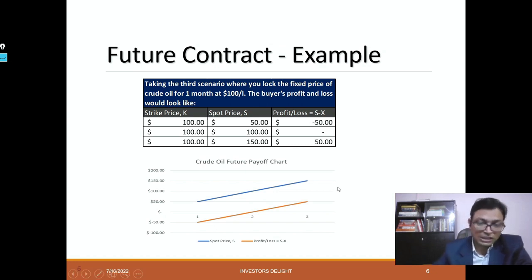And the same thing you can see in the graph, like two parallel lines. Depending upon your spot price, from 50 to 100 and so on, it can change anywhere. So the profitability is very much dependent on that. If the spot price is 50, profitability is minus 50. If the spot price is 100, profitability is 0. If the spot price is $150, then profitability is $50. So that's what you can see here.